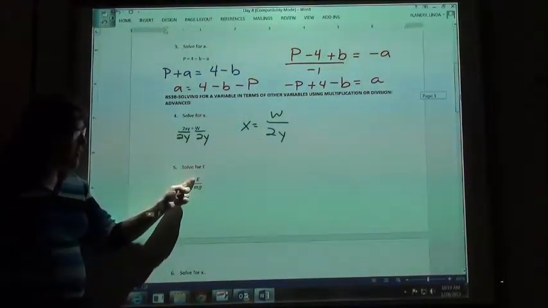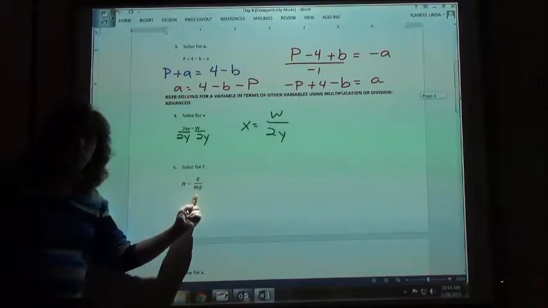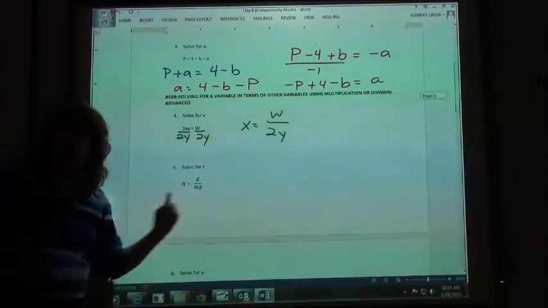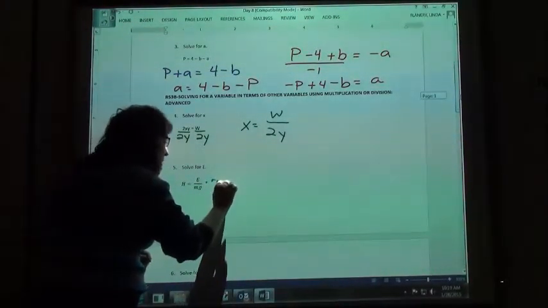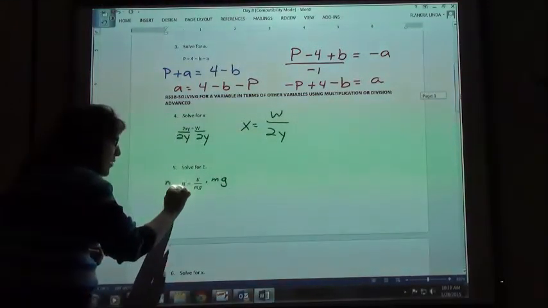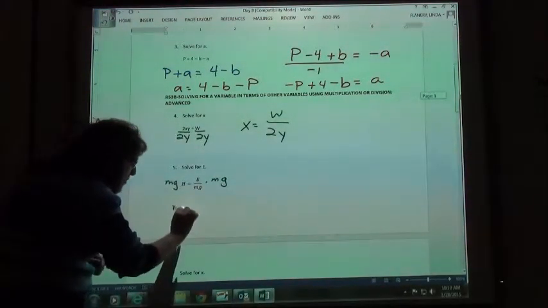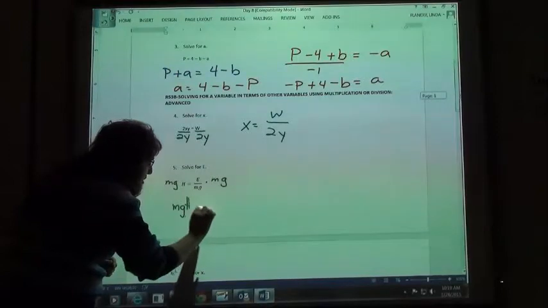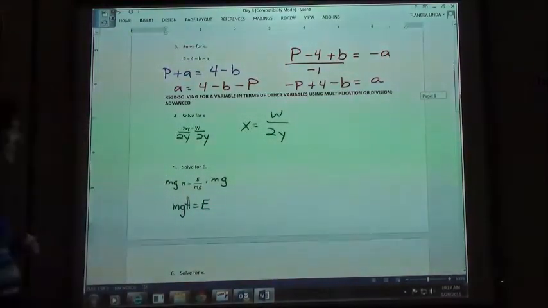Here, if I want to solve this for e, I end up multiplying by both the m and the g. And so I'm going to multiply by the m and the g. The order doesn't matter when you multiply, so I'm just going to put it mgh equals e. And again, it's case sensitive, so the h is uppercase and the m and the g are lowercase.